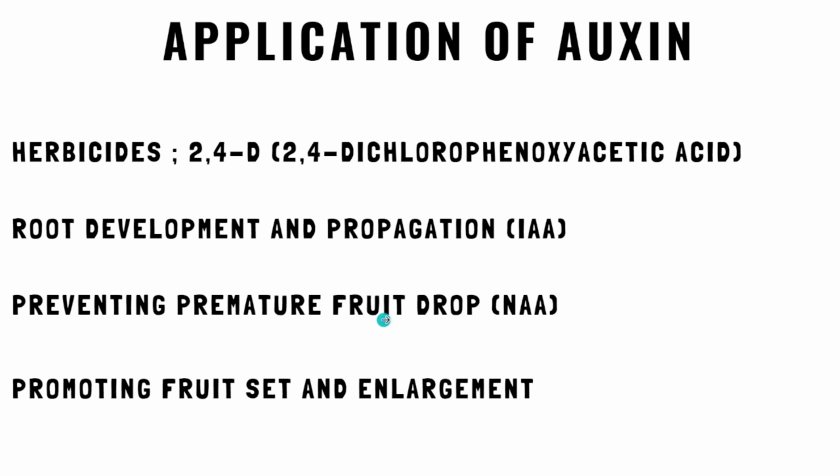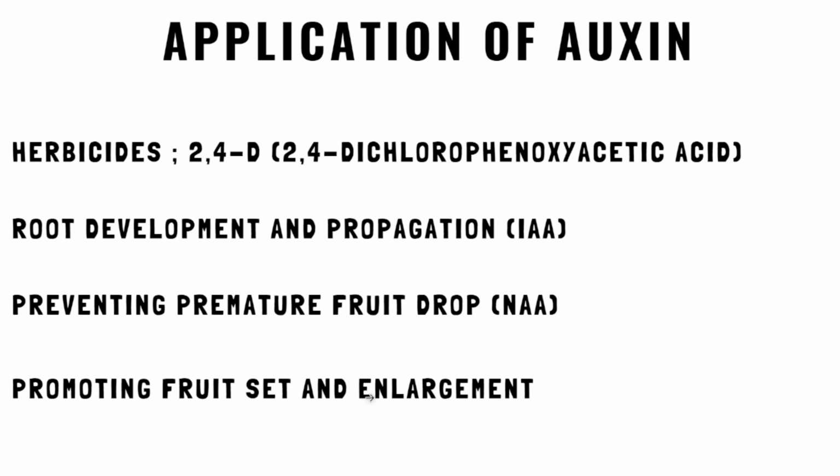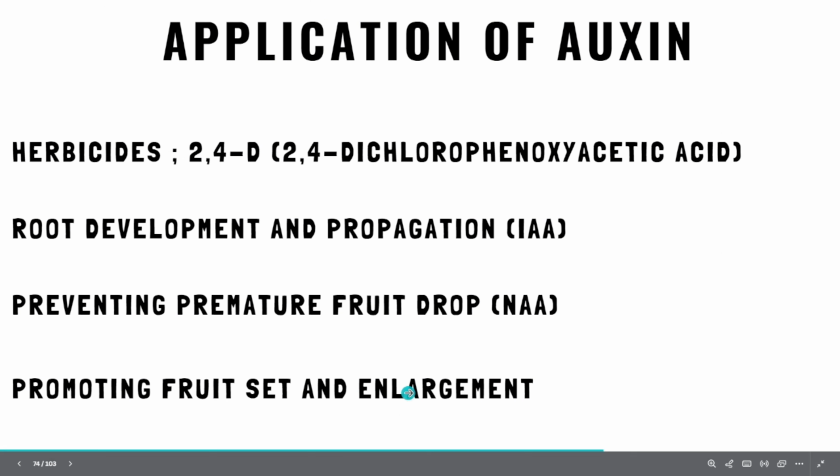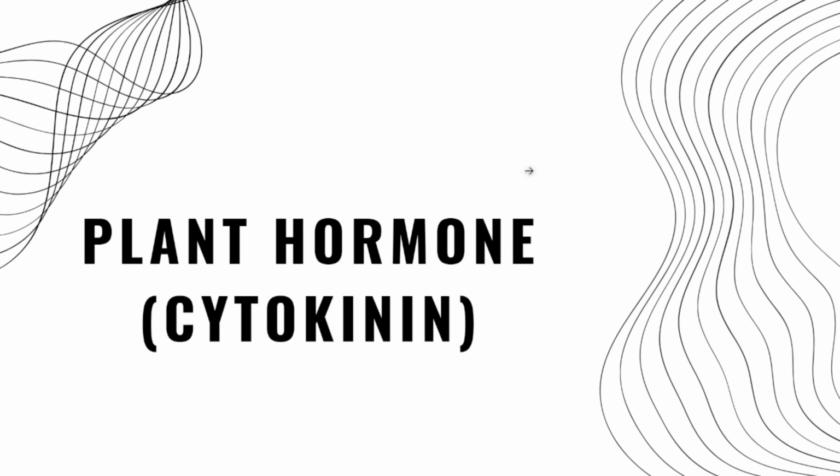And preventing premature fruit drop, you use NAA. It prevents the formation of the abscission layer, the tissue that causes the fruit to detach from the stem, improving both the yield and fruit quality. Meaning that even though the fruit is already mature, the fruit is not dropping. And then also promoting fruit set and enlargement, making the fruit bigger, tastier, more colorful, and developing parthenocarpy without the fertilization process. Auxin can do it. Okay, next hormone is cytokinin.